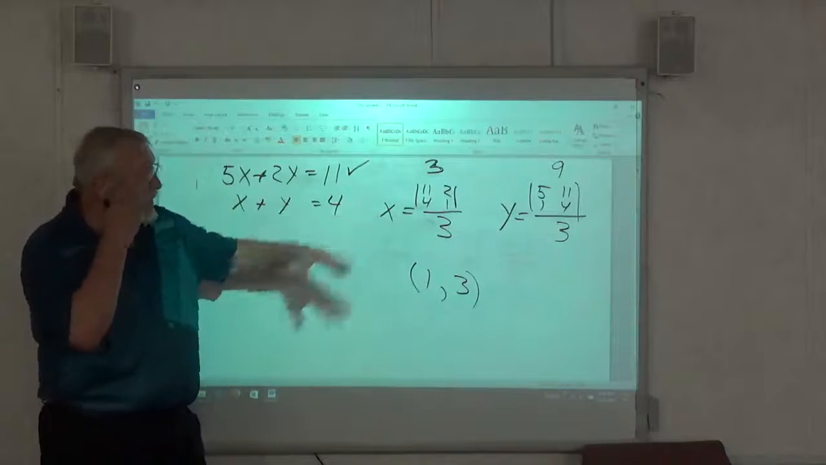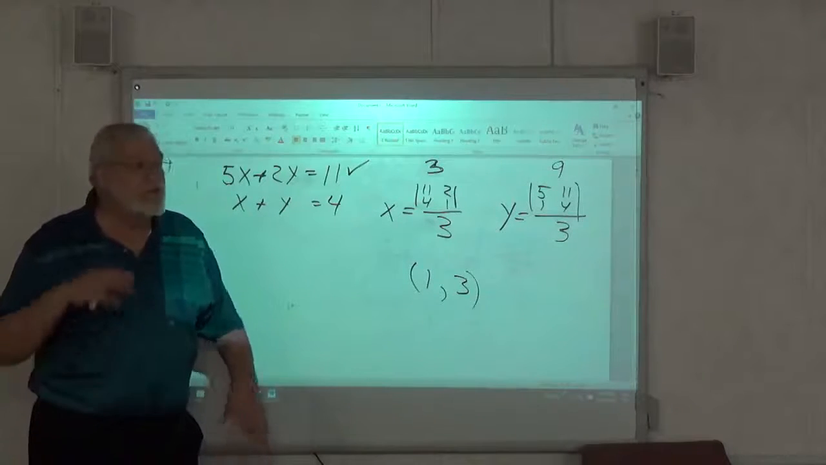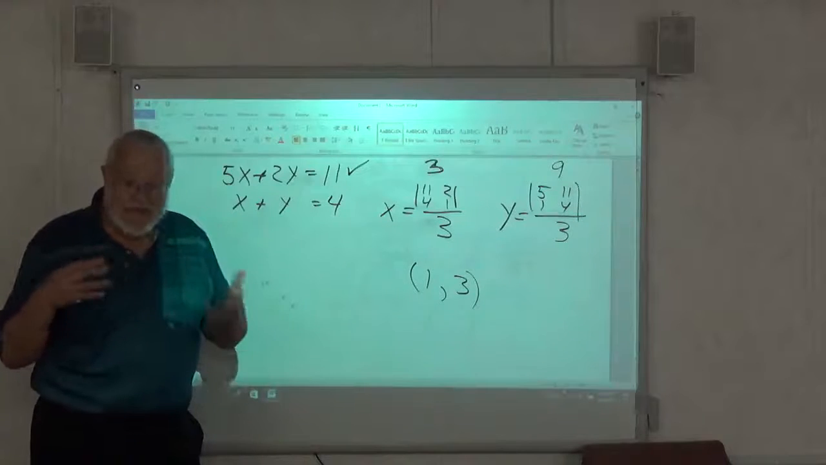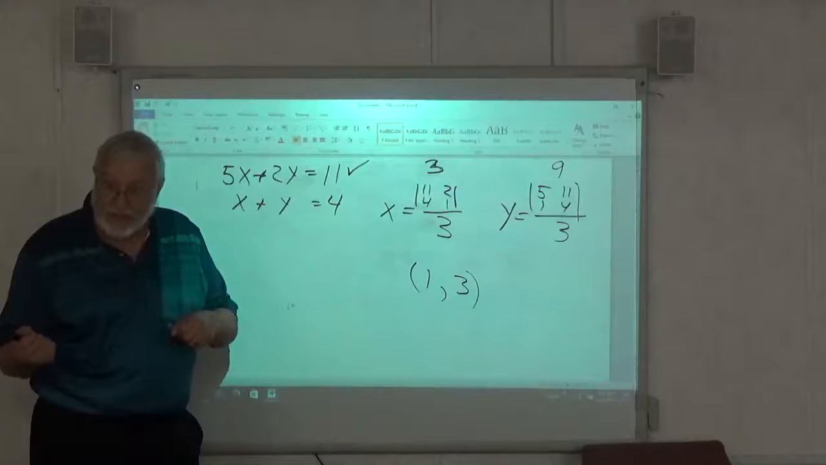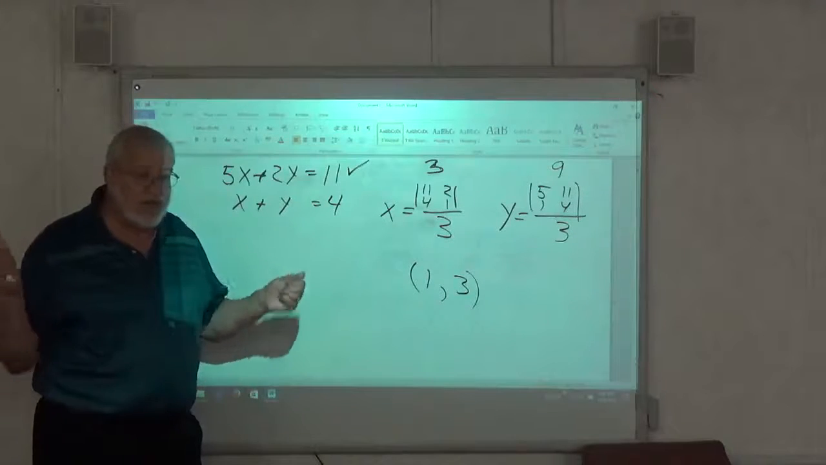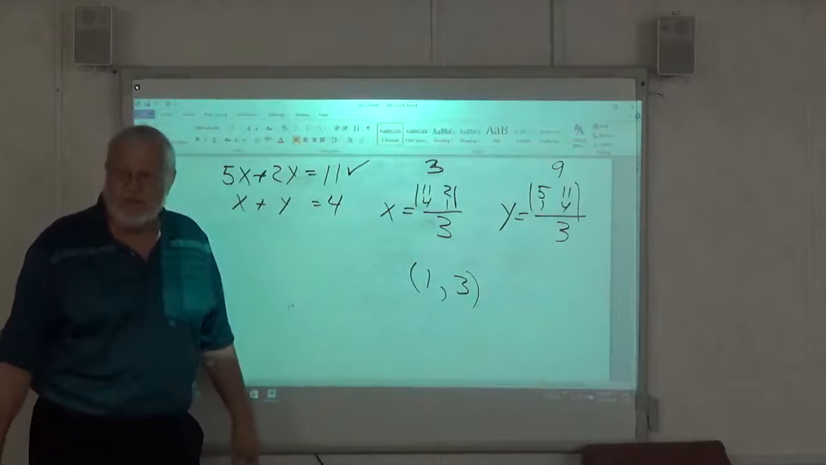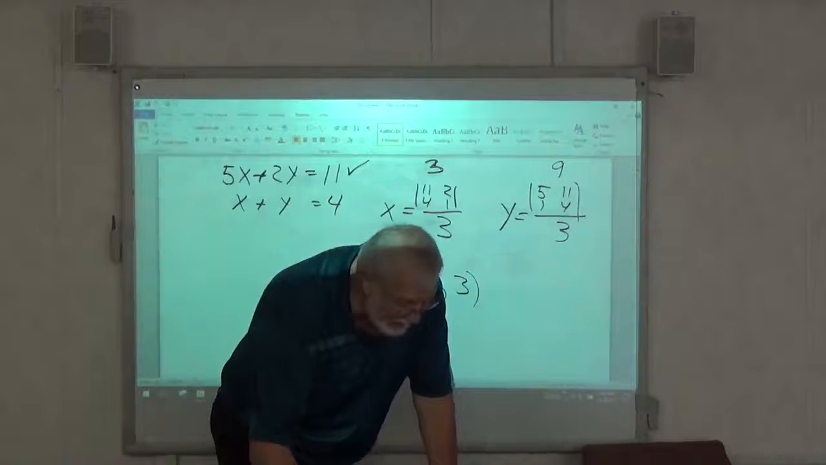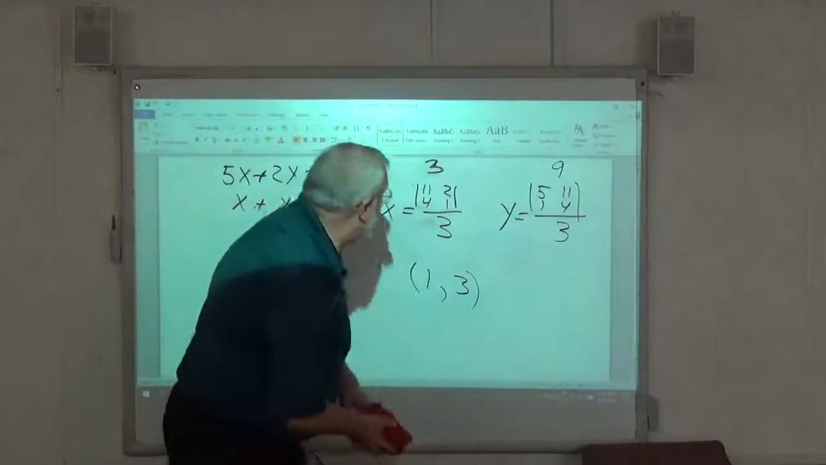Now, all of these had positive numbers, so the math was pretty straightforward. If you get some negative numbers in there, you have to be careful. Just like when we were doing integer arithmetic, I'm going to throw in the negatives because you have a chance to make a mistake. All right, so let's look at problem 3 on page 124.